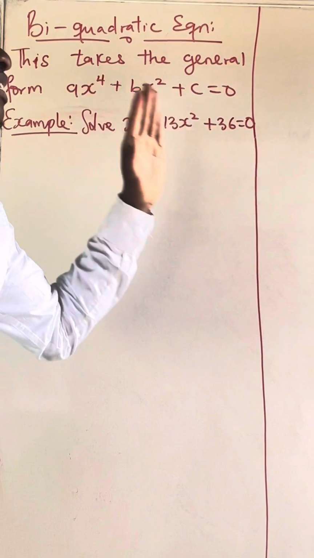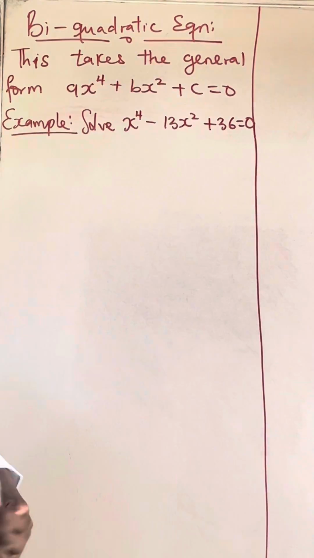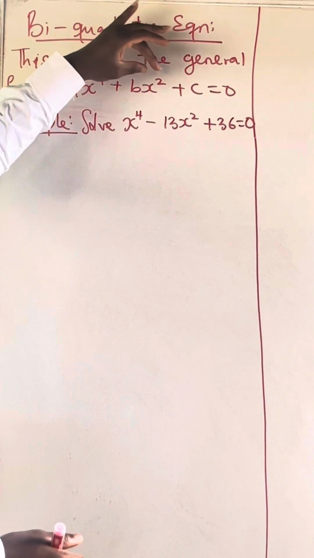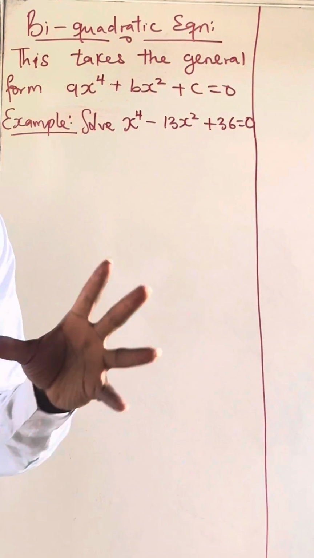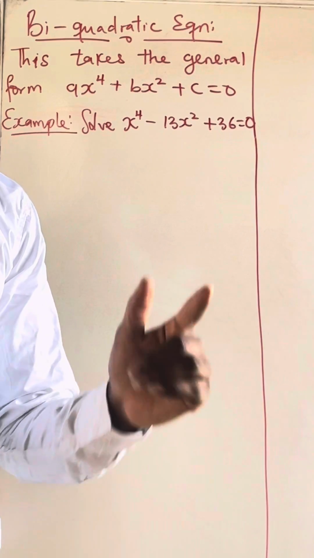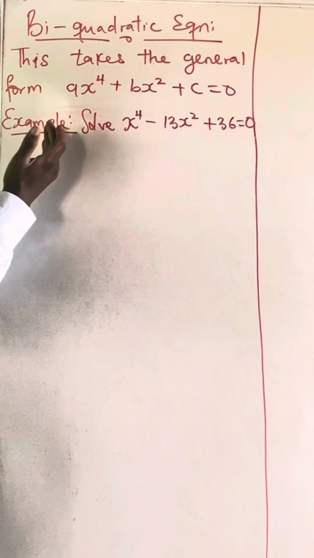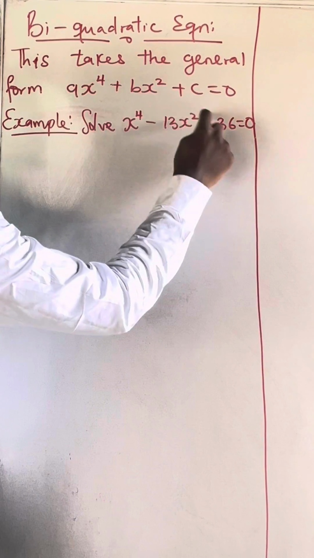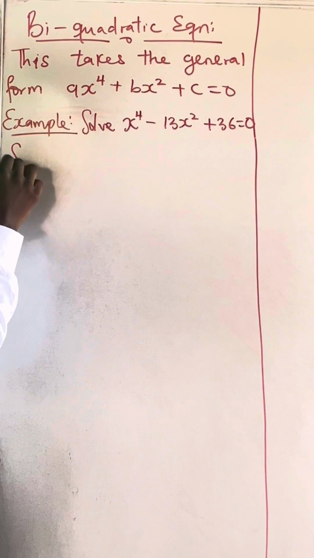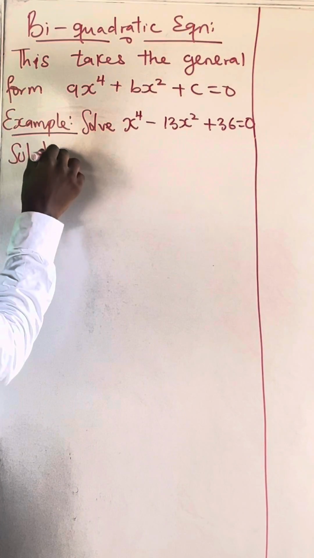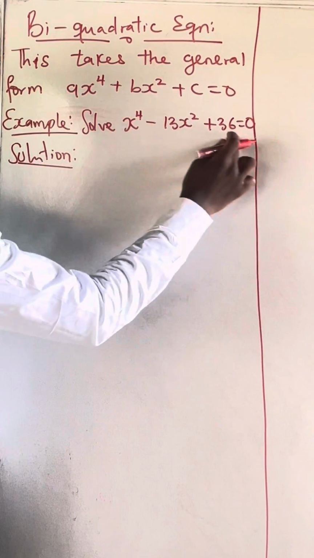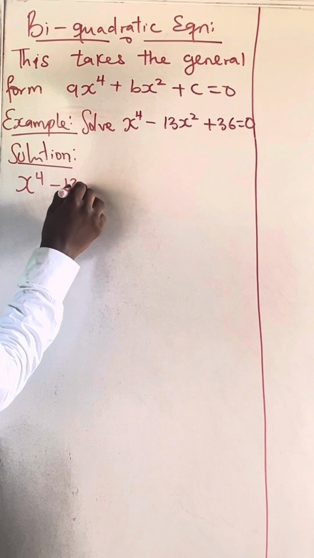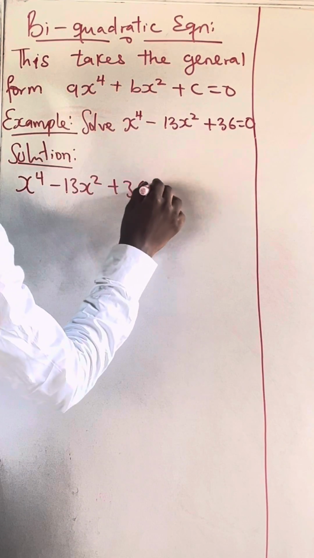The method of doing this is by converting this type of equation, where the highest power is 4, followed by 2, followed by 0, into a quadratic form. How are you going to do that? The example we are going to use is: solve x raised to power 4 minus 13x squared plus 36 equals 0. So you will just write solution. Write the question out again, which is x raised to power 4 minus 13x squared plus 36 equals 0.